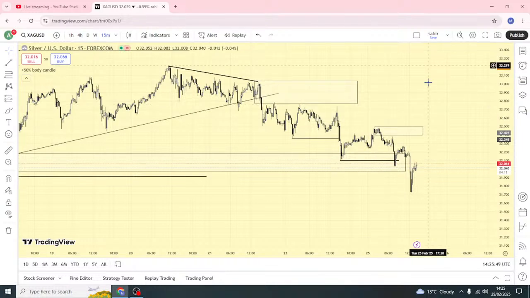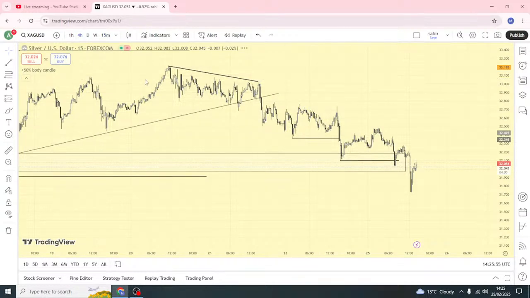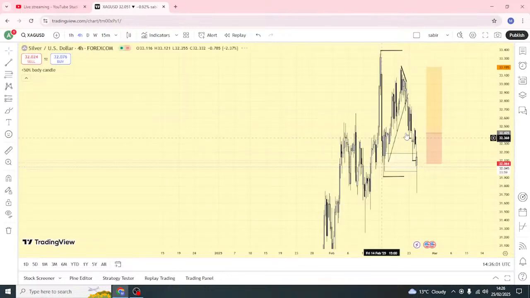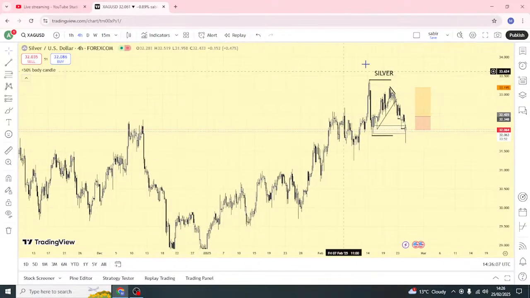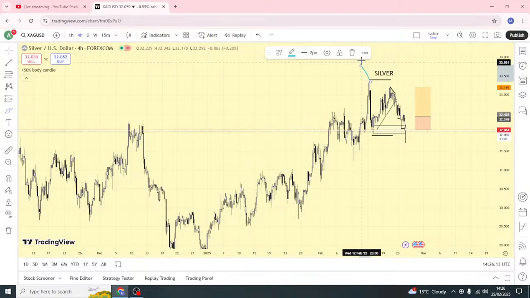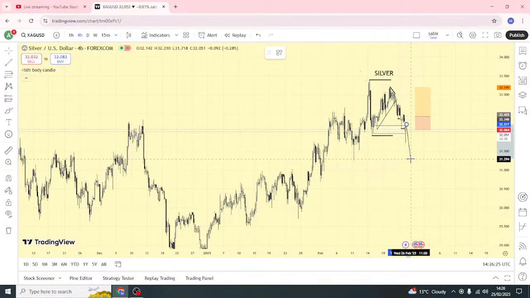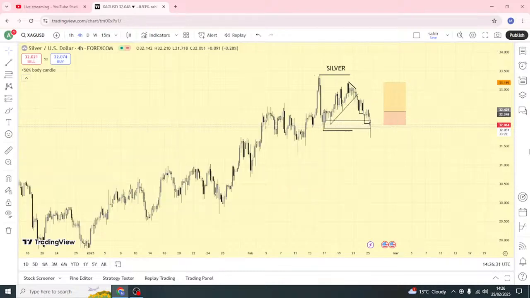Okay, so this is a 15-minute. Let me check out the 4-hour time frame. Okay, guys, this was my analysis on the silver pair. The main thing is this: here I have a swing high, here I have a swing low. Inside of that swing low we now have a breakout structure to the downside, which means we have turned our swing structure bearish.